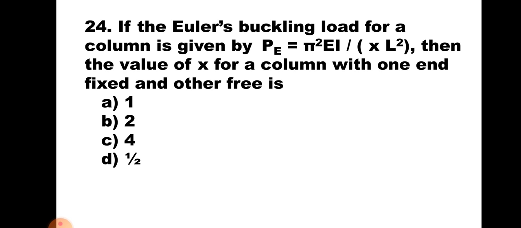So one end fixed and other end free means it will be 2L. That is effective length. What will be square of 2L? Will be 4L square. If you equate the denominators, XL square will be equal to 4L square. Hence the value of X will be 4. Hence the correct answer of this question is C, 4.